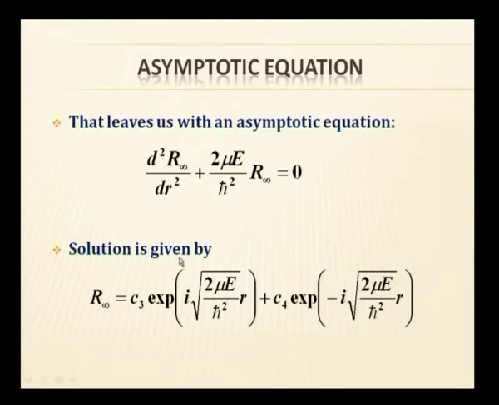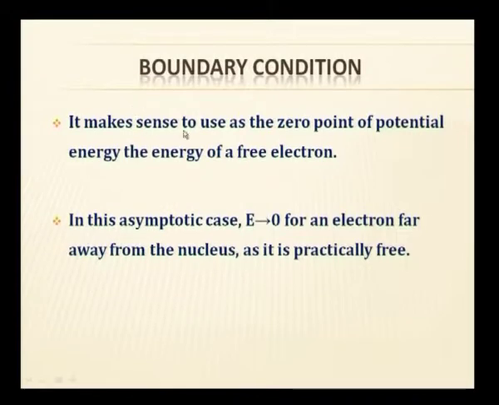The solution is given as follows. You have R infinity equal to C3 times exponential of i times square root of 2 mu E by h bar square multiplied by r, plus C4 times exponential of minus i times square root of 2 mu E by h bar square multiplied by r. Then it makes sense to use as the zero point of potential energy the energy of the free electron. In the asymptotic case, E tends to 0 for an electron far away from the nucleus, as it is practically free.